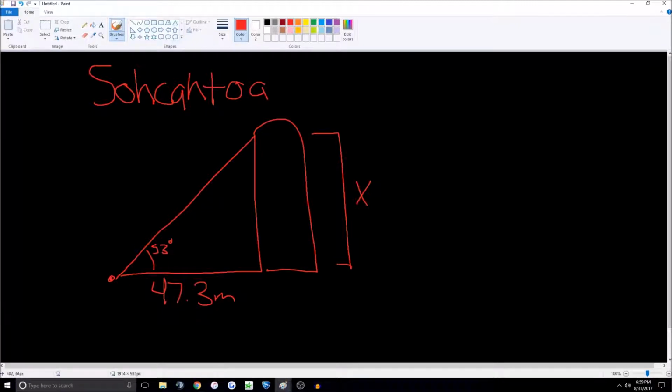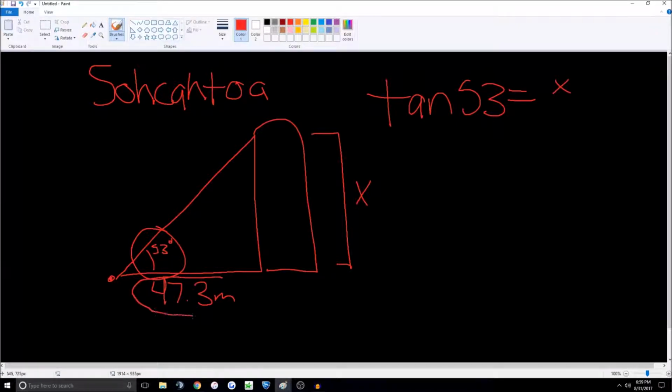So if we look at our trigonometry terms of tan, cosine, and sine, we can tell that tan is opposite over adjacent, which will actually make this easier to solve. So we're going to take the opposite of this angle, 53, and that's going to be tan 53. So we're going to put opposite first, and then the adjacent side is 47.3 meters. So we're going to put that right below.